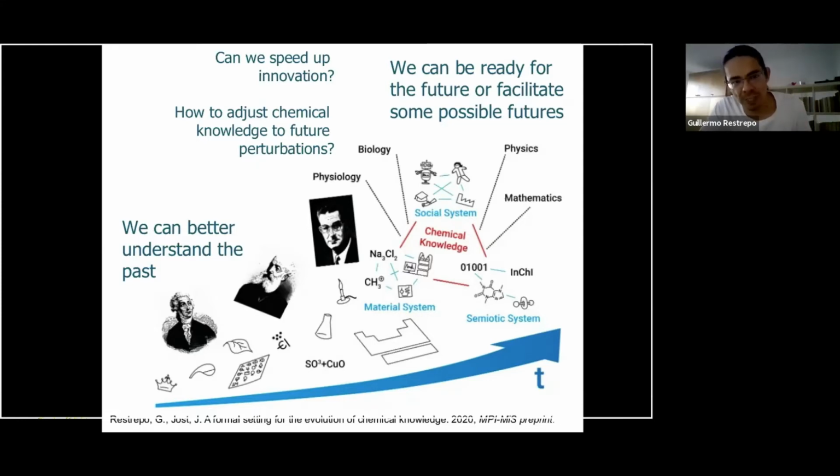Because if we detect patterns, then we could try to address the point of knowing the driving forces leading to particular innovations. And we could also be ready for particular perturbations of chemical knowledge. For example, the effect of pandemics. How are pandemics affecting the evolution of chemistry, because there have been several pandemics in the past. Then we can see the patterns and try to see how the evolution of chemical knowledge evolves according to those patterns.